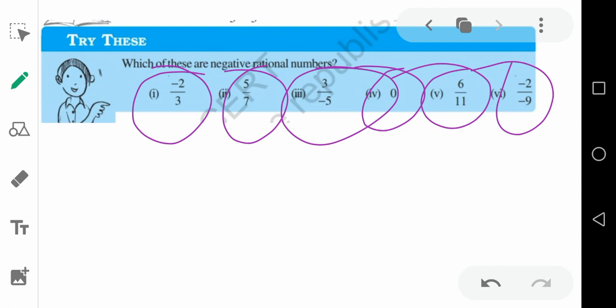Understood the concept? Okay. So you have to do all these problems in your classwork. Write the definitions neatly. Write today's date and then start writing. Okay. Thank you.